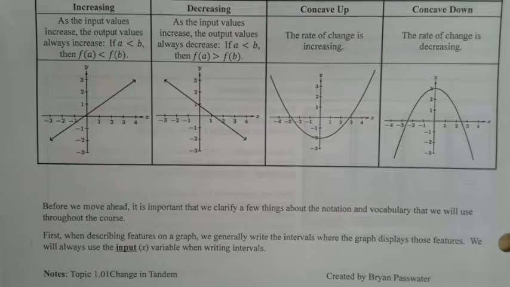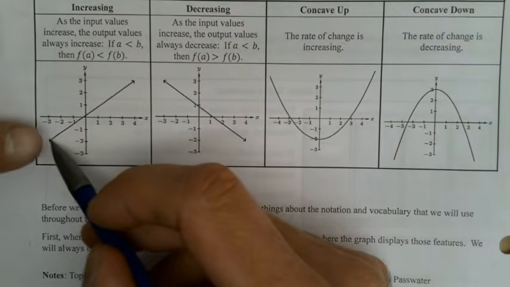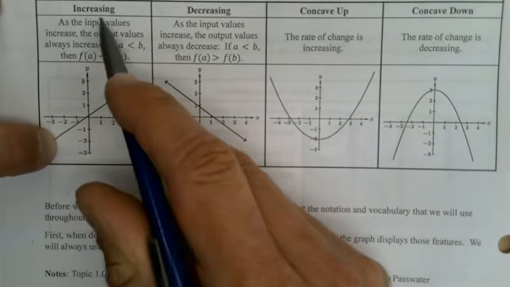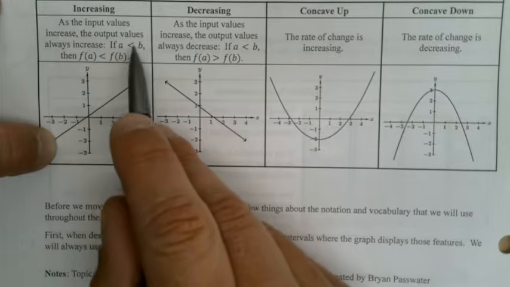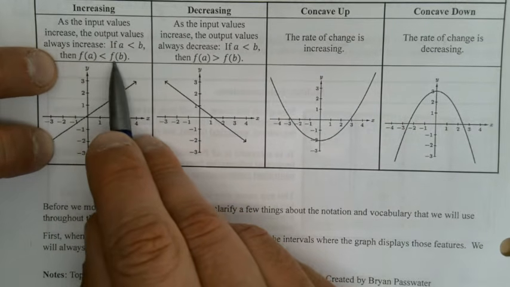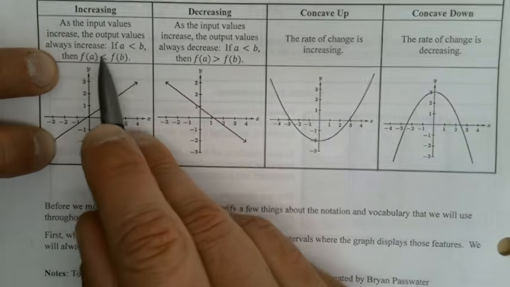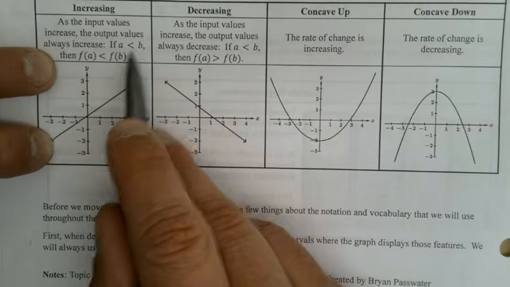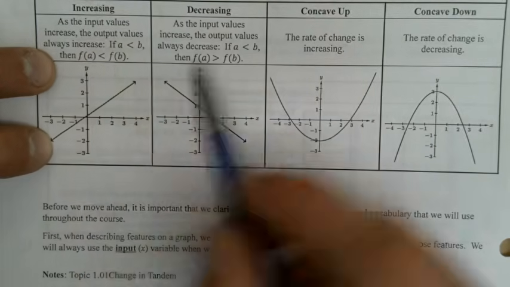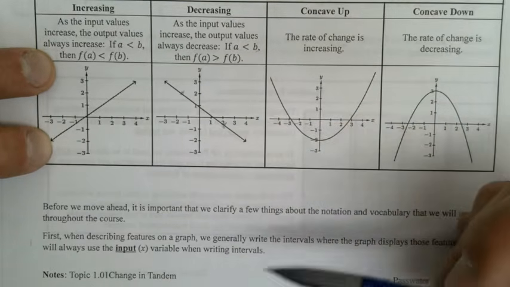Next up, we have graphical behavior of functions. Increasing is just when the line is going up, right? We have a positive slope. So it says if A is less than B, then the function at A is less than the function at B. That means if the input is getting larger, then the output is getting larger. That's what this terminology means. Decreasing is just the opposite. It's a negative slope.